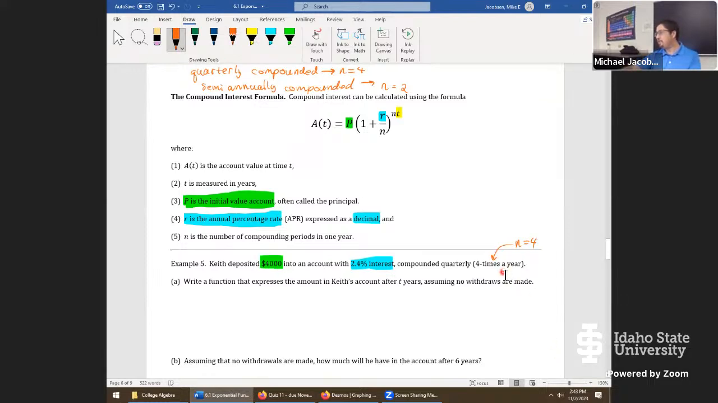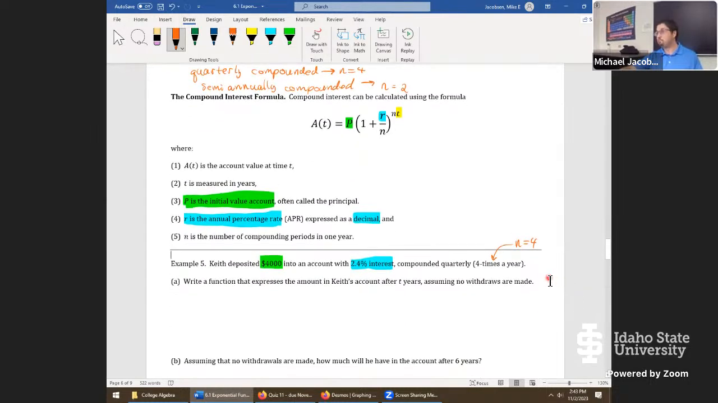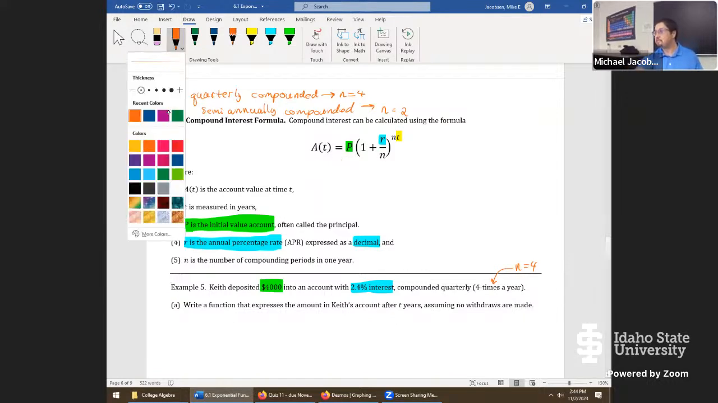I put this here in the parentheses, not just because it was also in ALEKS, but if I brought this question on exam 3, I would be specific what I mean by semi-annually or quarterly and so on. So that's not necessarily a portion of the problem that you should lose points on. So part A says, just write a function that expresses the amount in Keith's account after t years. All we do is go to the amount at time t, fill in the information. So here's how it reads.